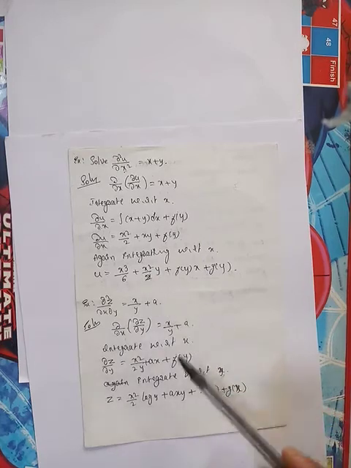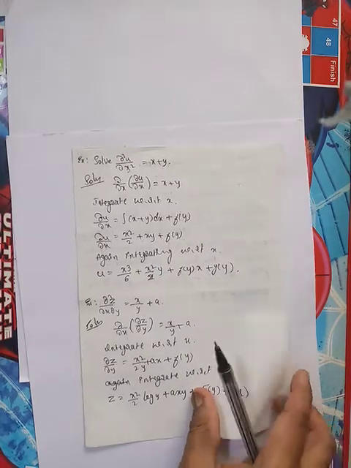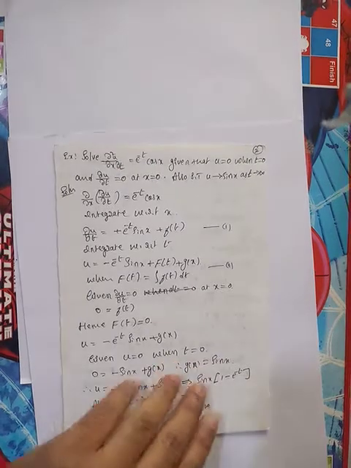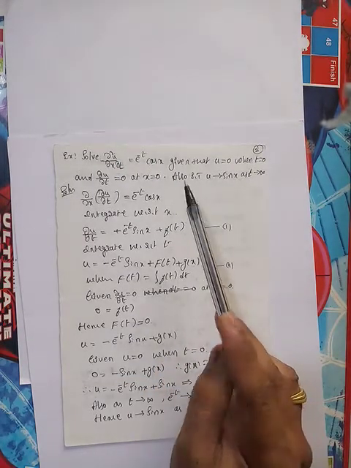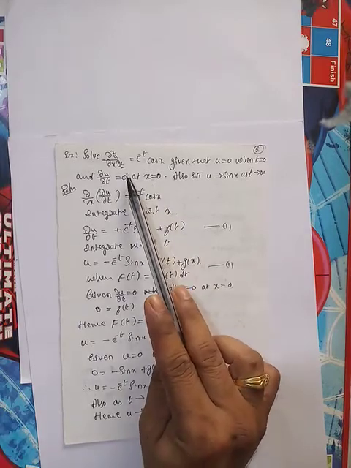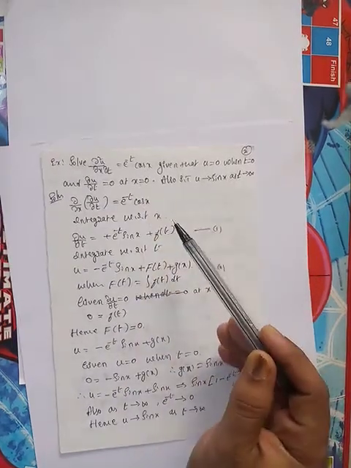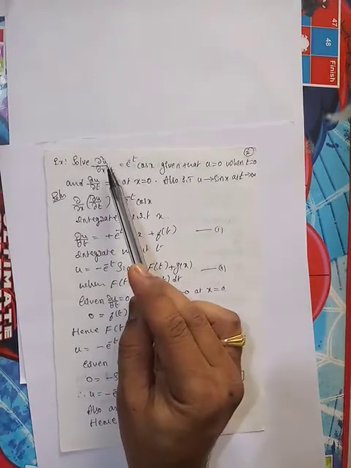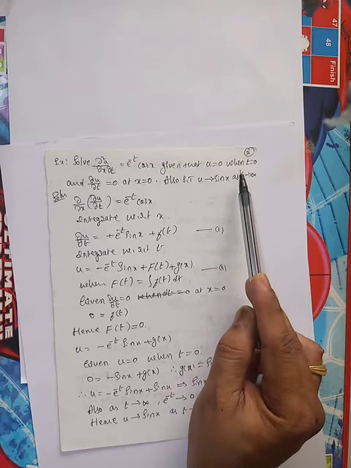Okay, so this is also one similar example. Now we are going to consider one different example where some conditions are given. So this is the example, and this is the non-homogeneous PDE where x and t are the independent variables, u is the dependent variable. Now some conditions are given.